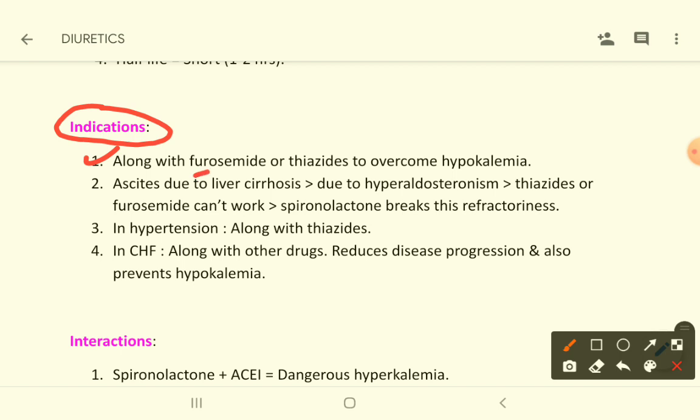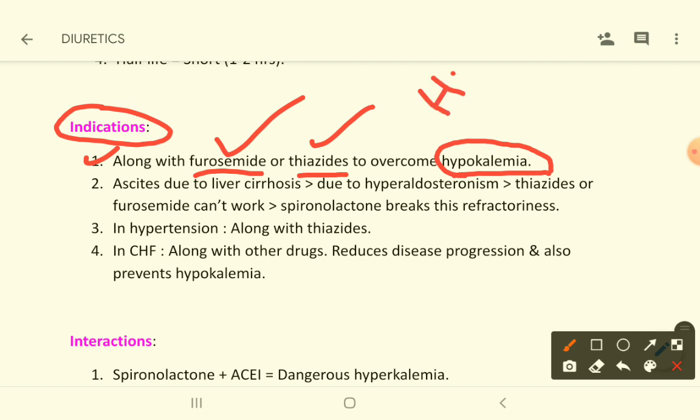Along with furosemide or thiazides to overcome hypokalemia, as furosemide and thiazides cause hypokalemia. If you give a potassium sparing drug like spironolactone, that will neutralize each other's action. That means hyperkalemia and hypokalemia will be neutralized by one another. Then ascites due to liver cirrhosis. In case of liver cirrhosis, there is ascites. You can use these drugs.